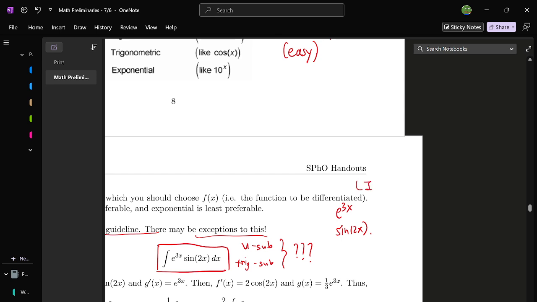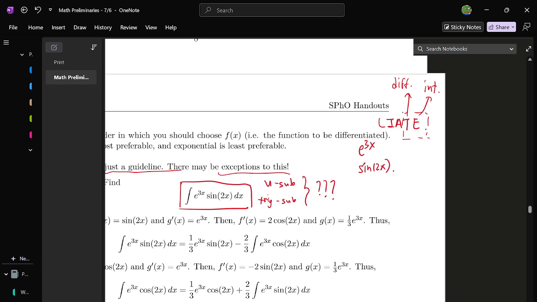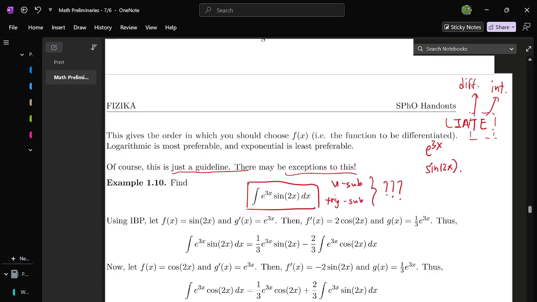Well, following the rule above, you have trigonometric and exponential. Trigonometric comes before exponential. So you should be differentiating this and you should be integrating this by the rule. So let's do what the rule does. Using integration by parts, I let f(x) be the trigonometric function. I let g prime(x) be the exponential function. So I differentiate it, then I integrate it, and just plugging into the formula, I get this.